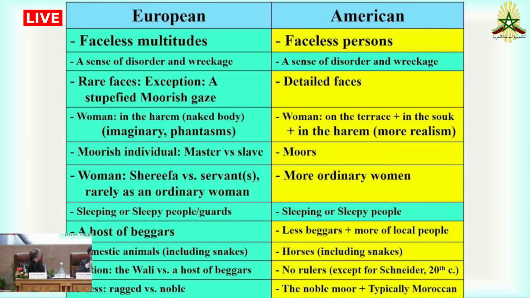At the level of presenting and delineating women, in the Orientalists, they are in the harem with naked bodies, imaginary phantasms. But in American ones, as we saw, we have women on the terrace, in the souk, in the harem also, but with more realism. The same thing also, women, we have the sheriff versus the servant. Whereas in the American paintings by traveling painters, we have more ordinary women.